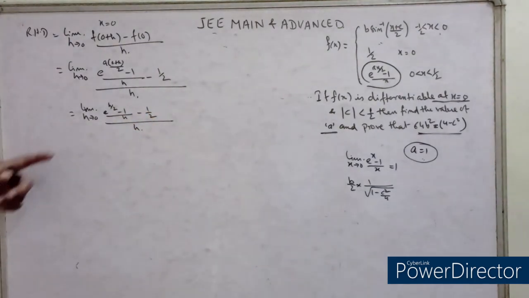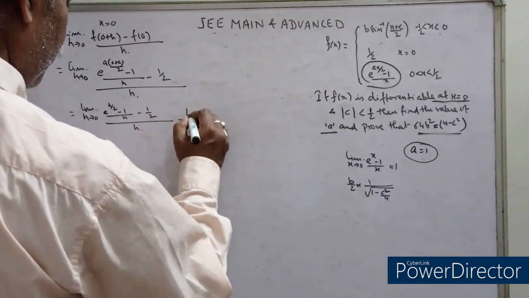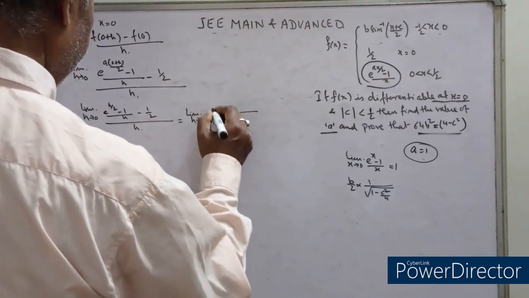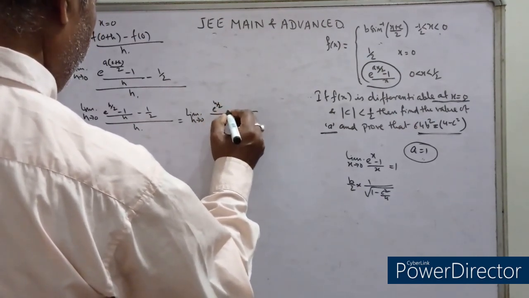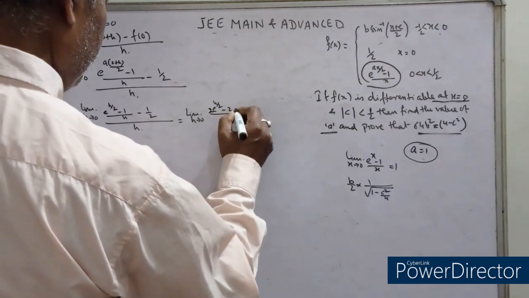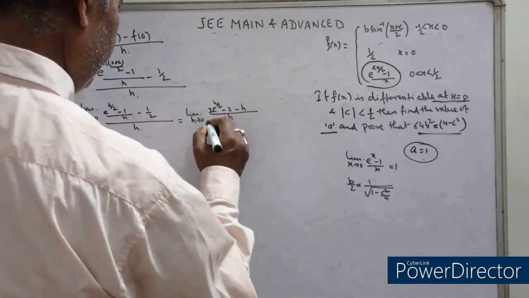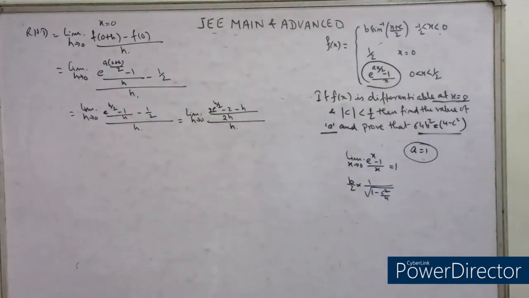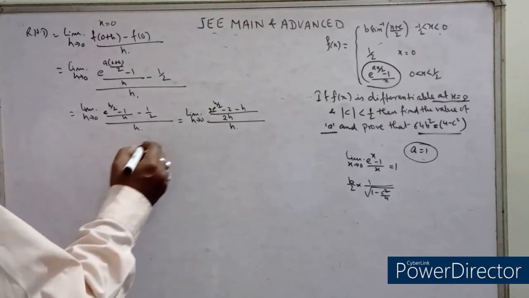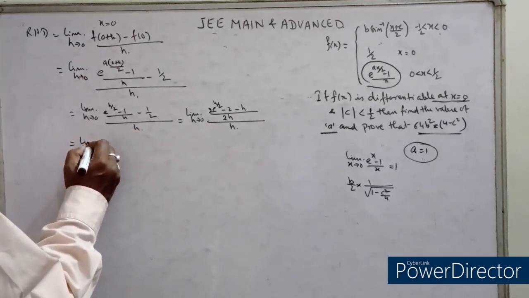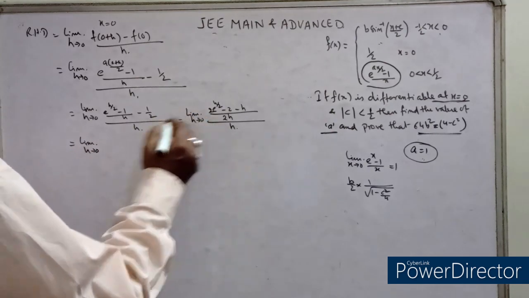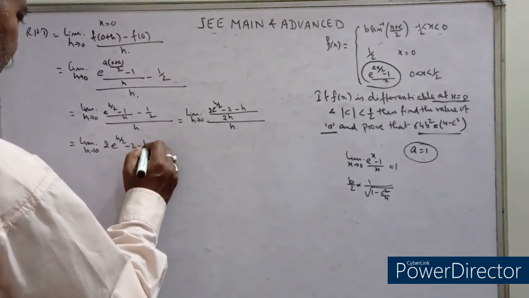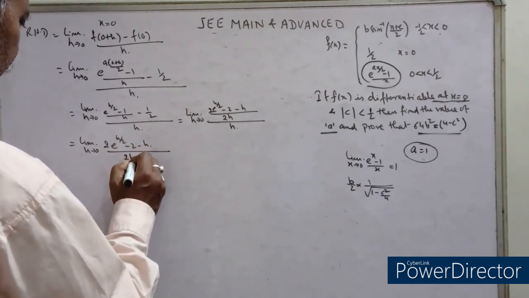Now I am going to take the LCM here. So this will be limit h tends to 0, h e to the power of h by 2, minus 2, minus h, by 2h, so this is your h. So here you see that this becomes limit h tends to 0, 2 e to the power of h by 2 minus 2 minus h by 2h square.